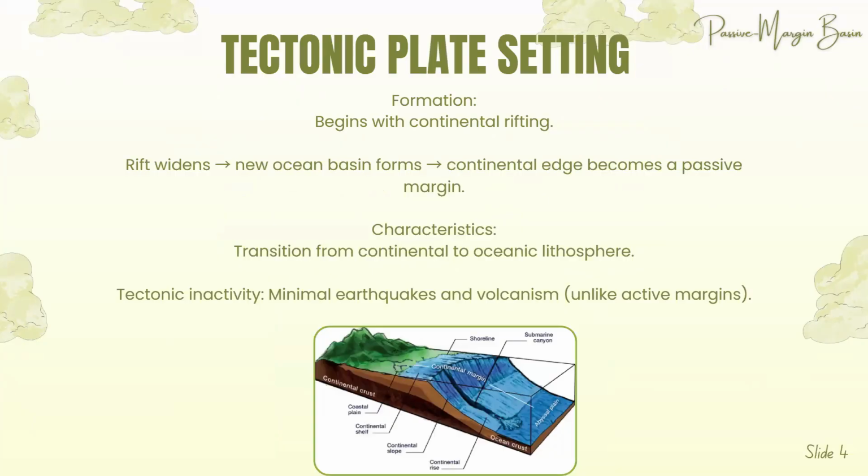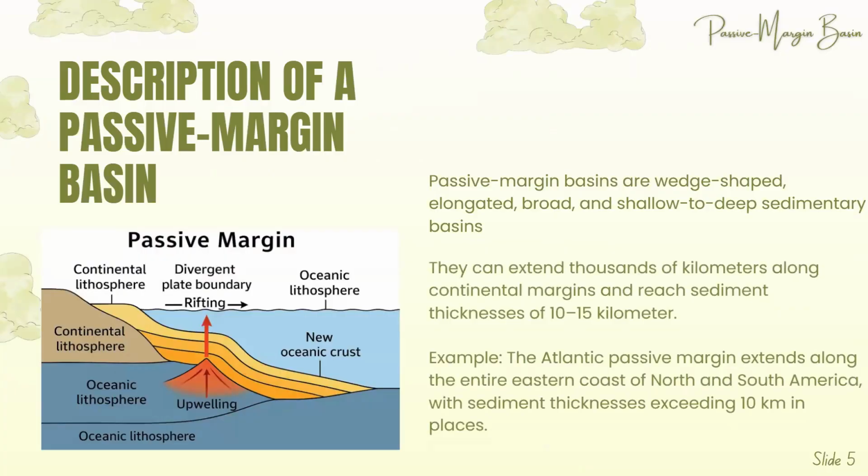Formation process. Initially, a continent undergoes rifting, where tectonic forces pull it apart. As the rift widens, it eventually forms a new ocean basin, and the rifted continental edge becomes a passive margin. Tectonic inactivity. Unlike active margins like the Pacific Rim, passive margins are tectonically quiet with little to no earthquakes or volcanism.